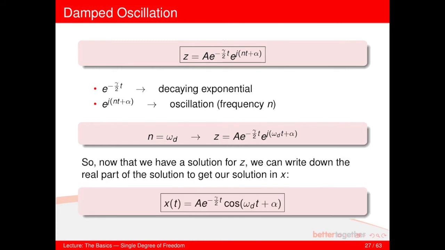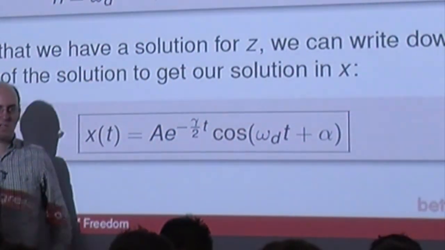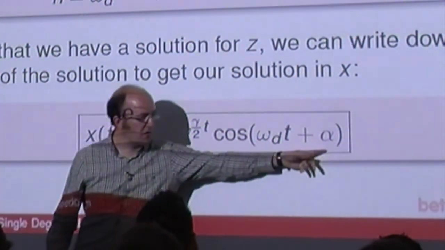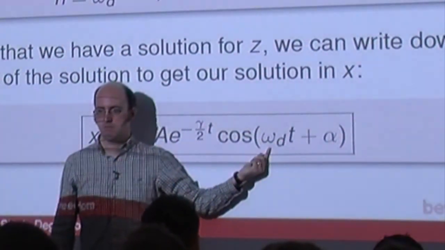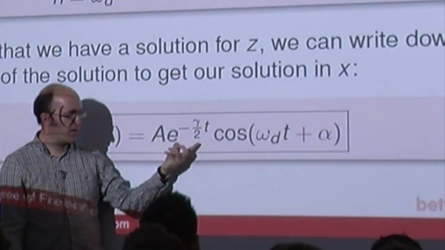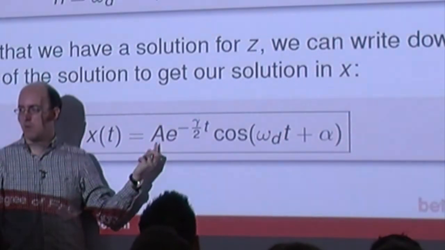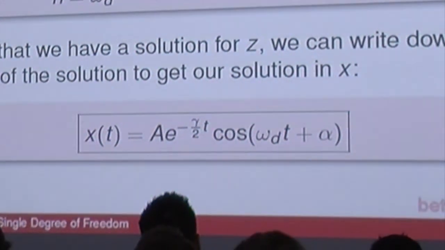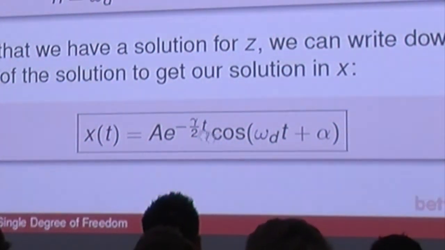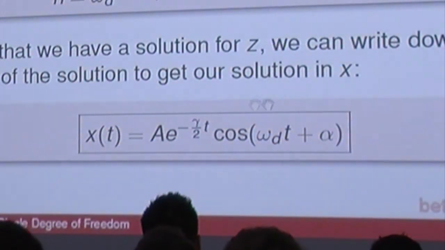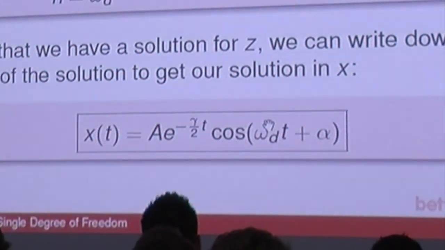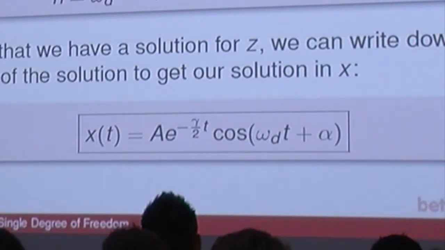The real part of z, so the e to the j omega t stuff moves to cosine omega t, and so you end up with our solution: A e to the minus gamma upon 2 times t, times our oscillation of frequency omega d. That's an amplitude, there's no issue with that. This bit is our oscillation, and the frequency of oscillation is omega d, the damped natural frequency.